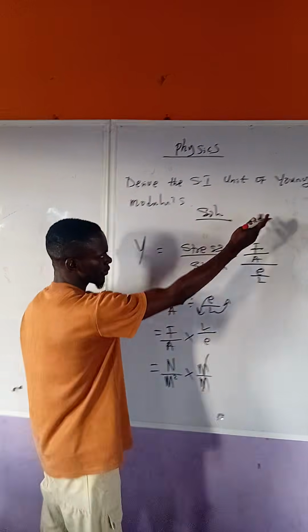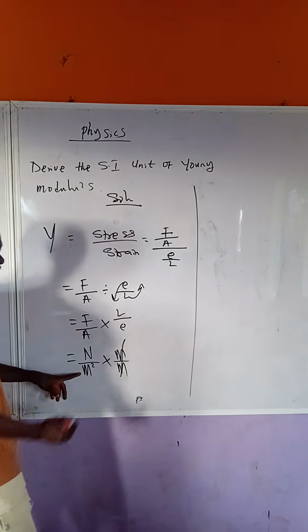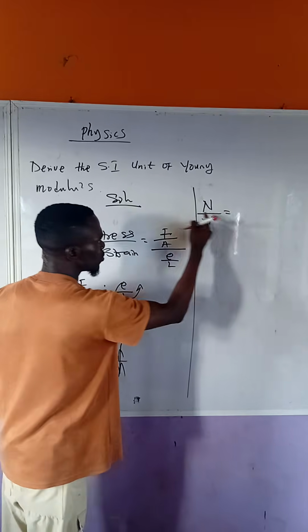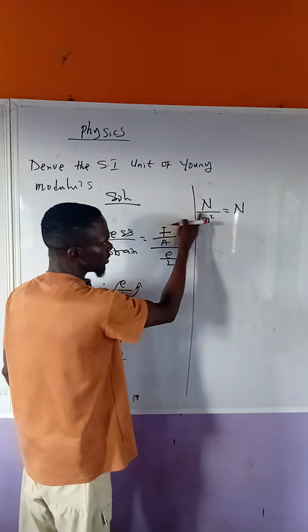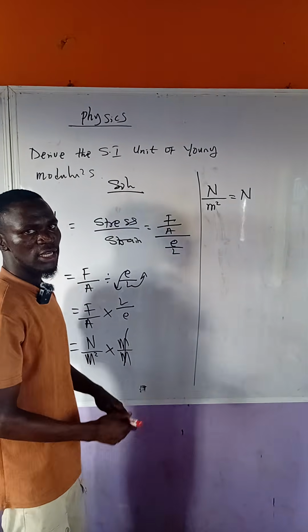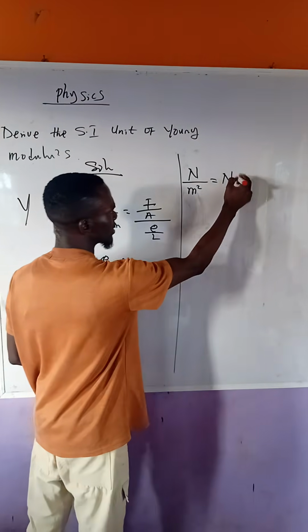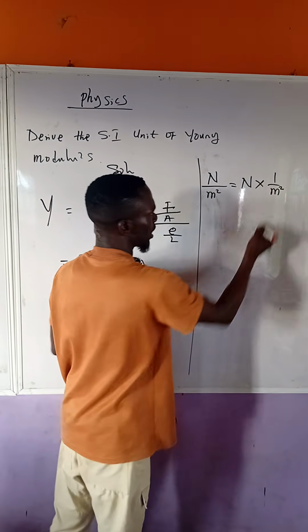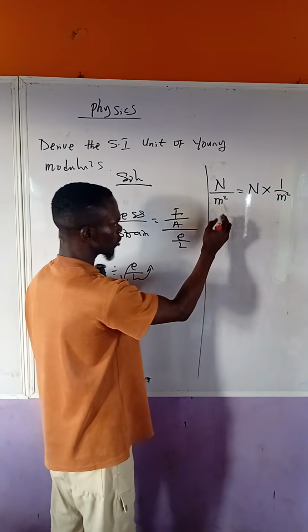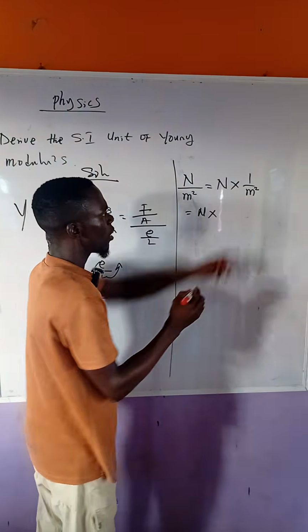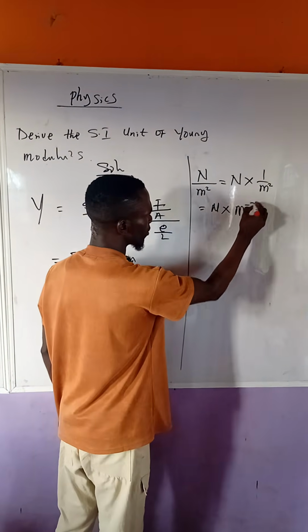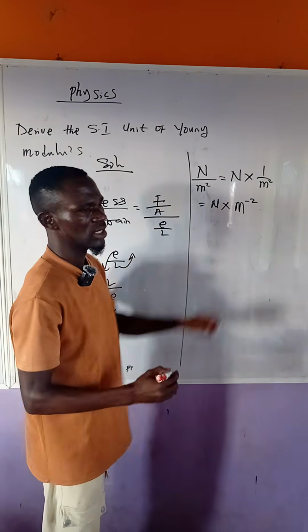Now let's go to the other side of the board. We have Newton over m square. This means division, right? Joining this N over m square together, it can also be written as N times 1 over m square, which gives us N over m square. Newton times 1 over m square simply means m raised to the power of minus 2, which gives us 1 over m square.